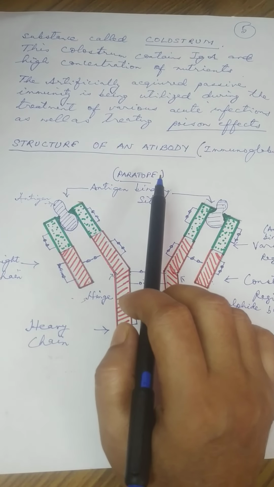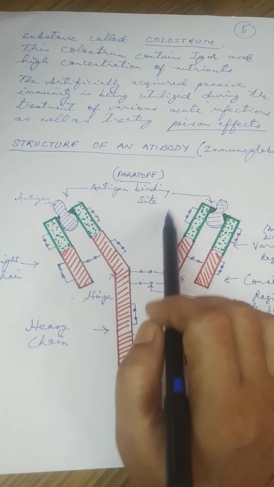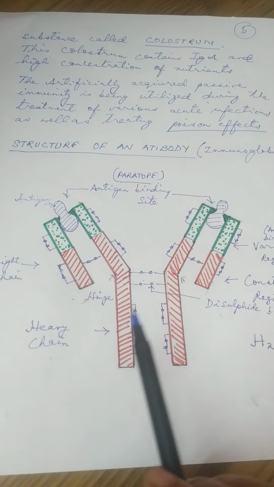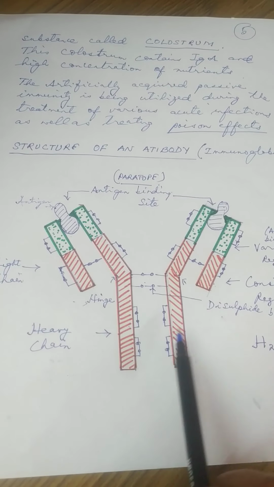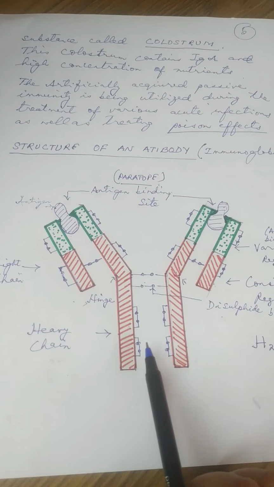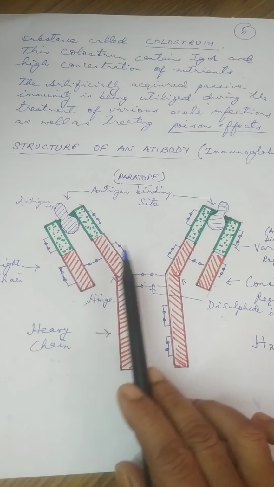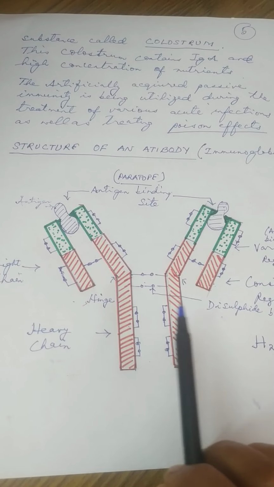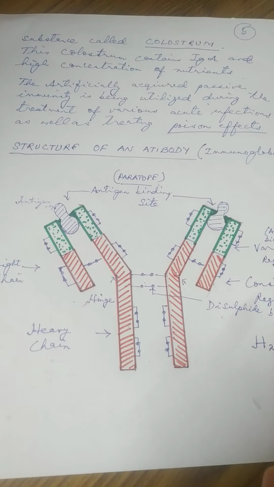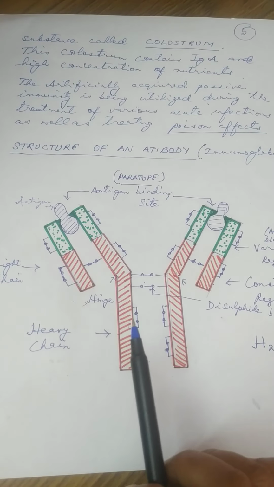Now this antigen binding site is also called what? Paratope. So I have once again explained about the antibody because this is very important, and you practice this diagram of antibody very nicely because it usually comes in the exam. So very nicely you practice the structure of an antibody with the labeling. Whatever labelings that I have given, you study it very nicely.